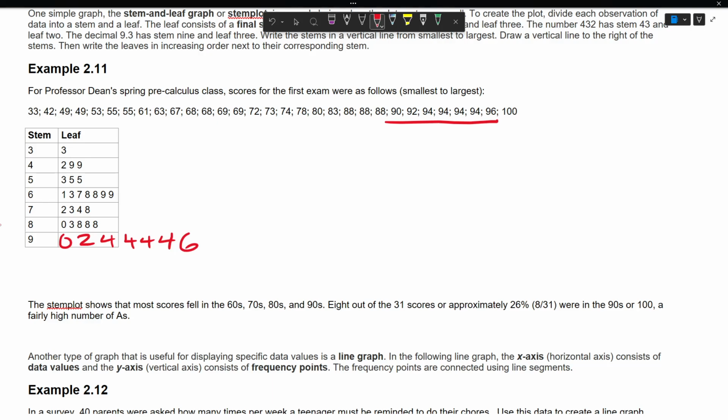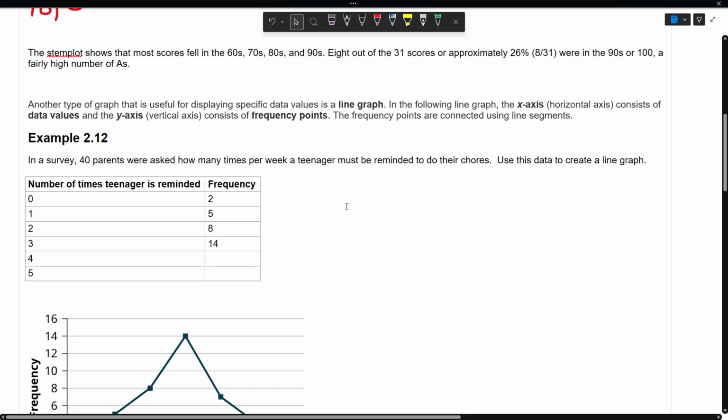The last one here is 100. So remember here our stem is representing the tens place and our leaf is representing the ones place. We have 10 tens, so down here we're going to have a 10. And then we have 0 ones, so we're going to have a 0 here, extending this little table. That's it. That's a stem and leaf plot. It's a quick way to summarize all of your data and wrap it up in a little chart. Let's move on and take a look at a line graph.